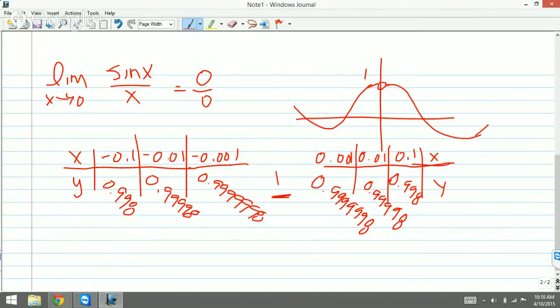So we can see from each side we're coming closer to 1. So we can actually say that our limit is 1. Okay, so we can actually declare that our answer. Remember, the limits are going towards something, not necessarily being at it.